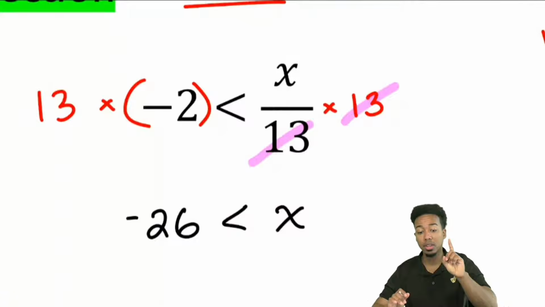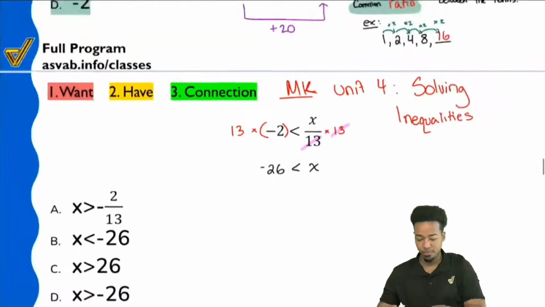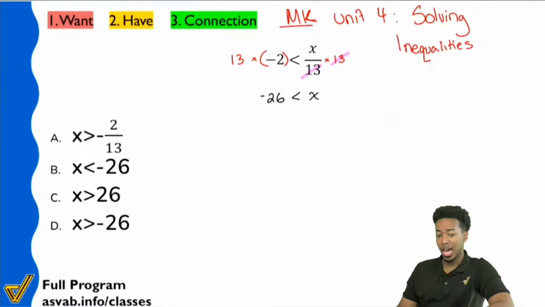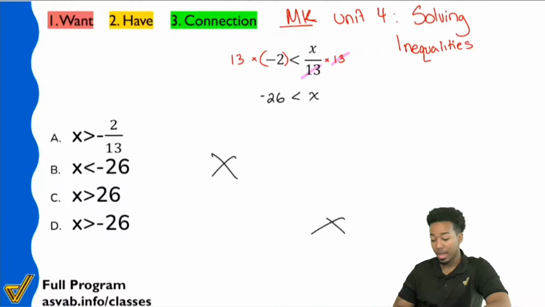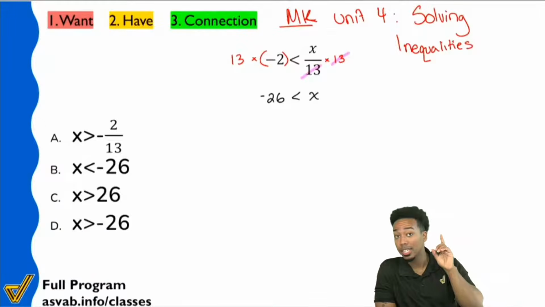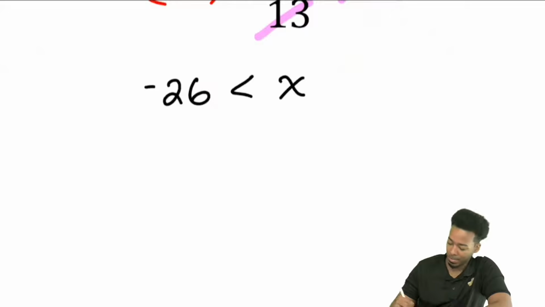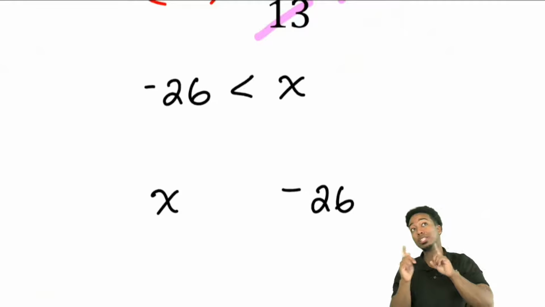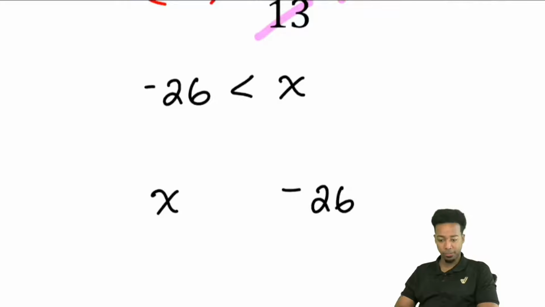But there's one little itty bitty problem, and that's going to be the answers. Because when you look at the answers, it looks like the x is on the left, not the right. That's a little bit of an issue that we can solve very quickly. If I want to flip sides here and get x on this side and put the -26 on the right side, what do I have to do to the symbol? Thank you. Yep, we have got to flip the symbol.